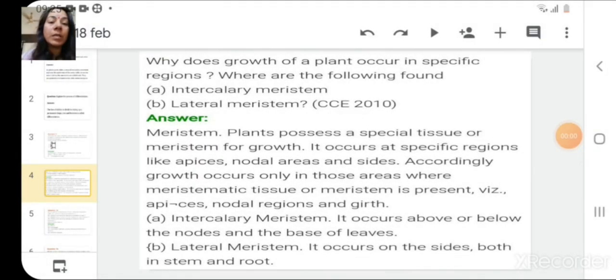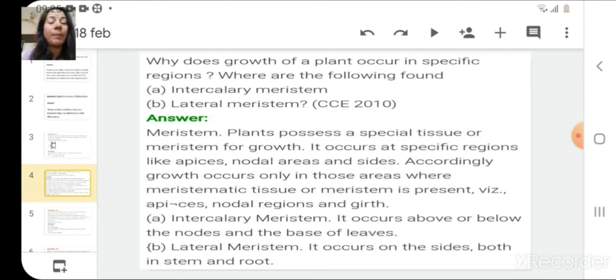This question is, why does growth of plant occur in specific regions only? Where are the following found? The first one is intercalary meristem and the second one is lateral meristem. So the answer to this question is, plants possess special tissues or meristem for growth. It occurs at specific regions like apices or apical parts, nodal areas and sides.